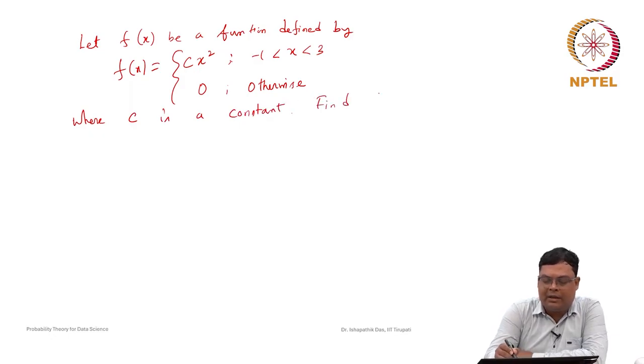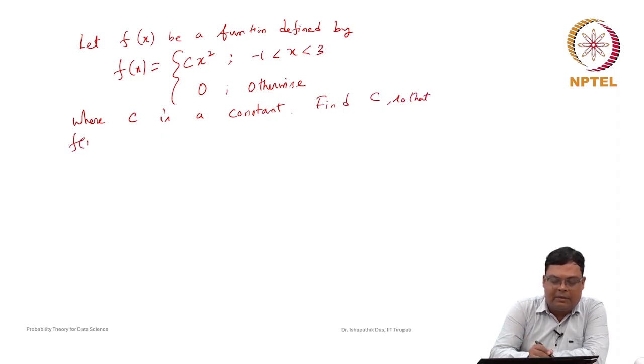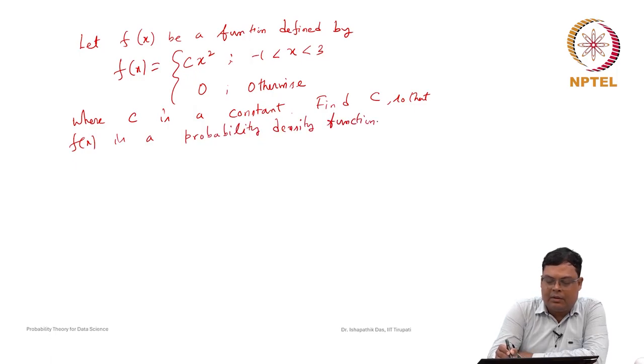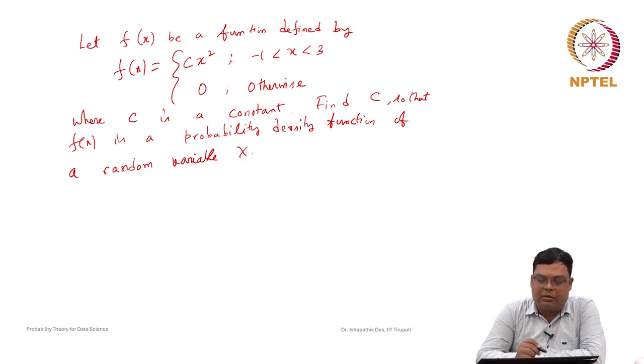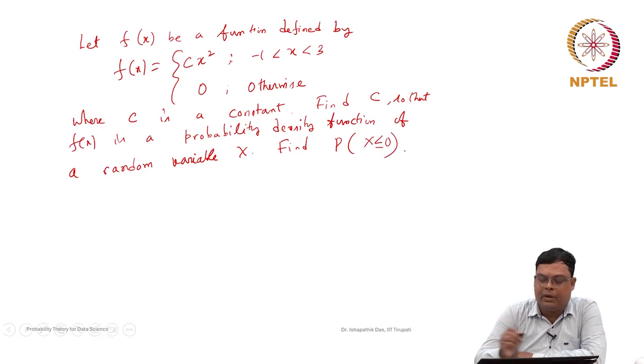So the question is: find c so that f_X(x) is a probability density function of a random variable X. First of all, we have to check whether for any c it will always be a probability density function. Then, once you have found c, find the probability that X is less than or equal to 0.